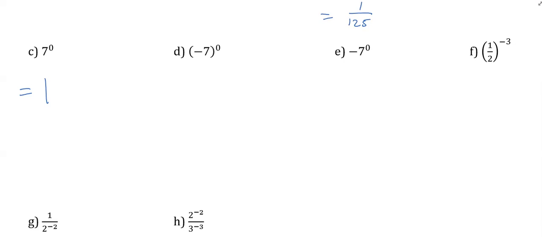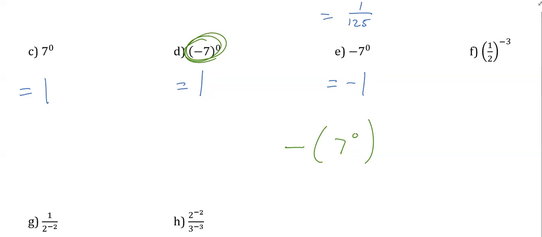So D, negative 7 in brackets to the 0, would be what? Who wants to guess? Sarah? Not 7, because it's to the 0. 1. And then E would be negative 1, because the negative is outside the brackets. So this one's like negative 7 to the 0. The negative isn't affected by the exponent because there's no brackets. For the other one, the negative is with the 0, so it ends up going away. And it's just 1. Is that okay?